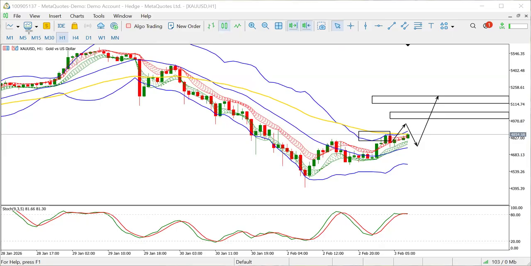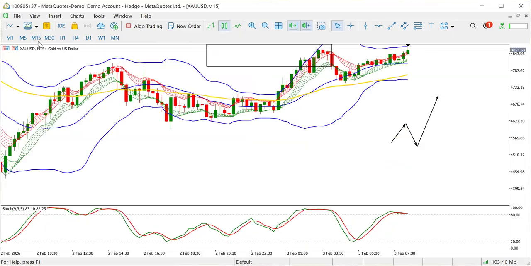M15. On M15, we don't have any momentum yet. So we will wait for the momentum, then we will continue. Next question, please.